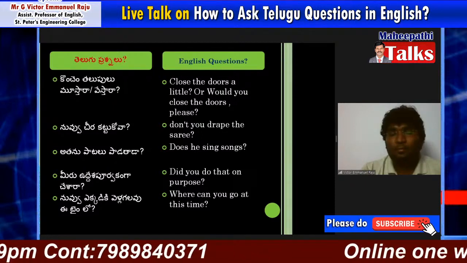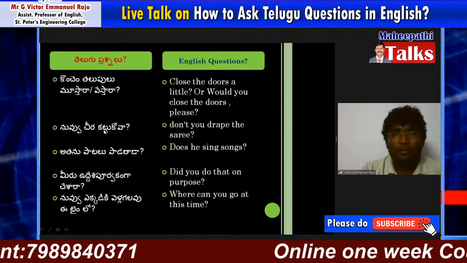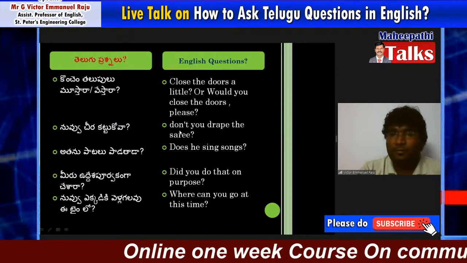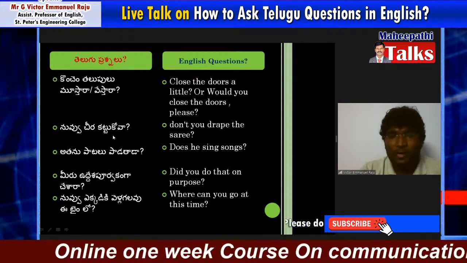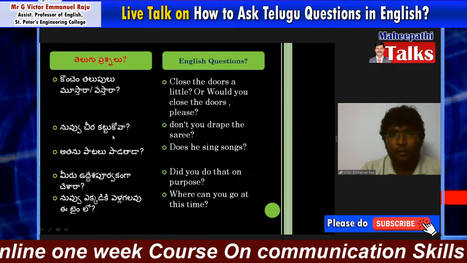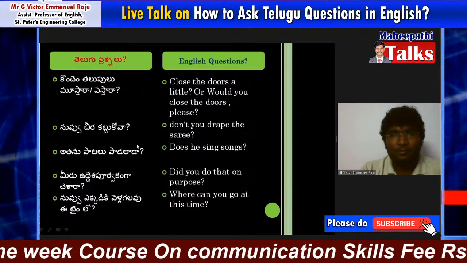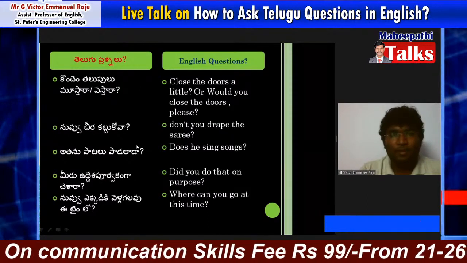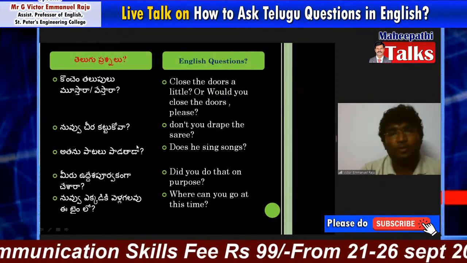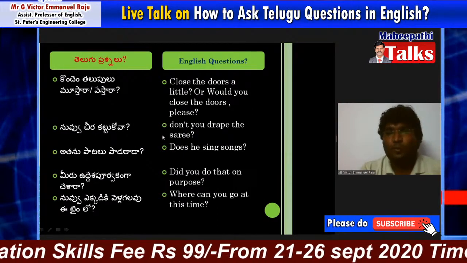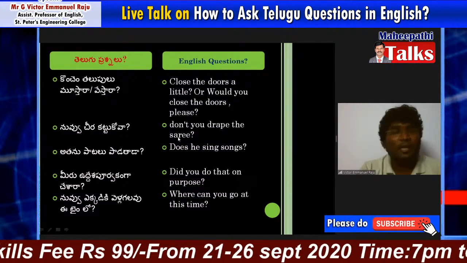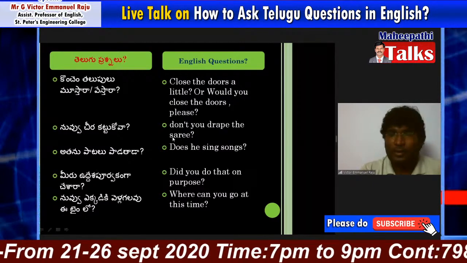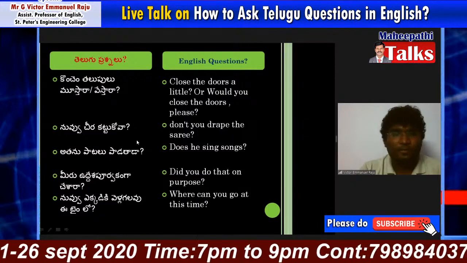Then this is how they actually ask: Don't you wear the sari? We don't wear the sari, because it has its own terminology. So we have to use that. We have to know that. So then, how are we supposed to ask this one? Don't you drape the sari? That is how it is supposed to be asked.